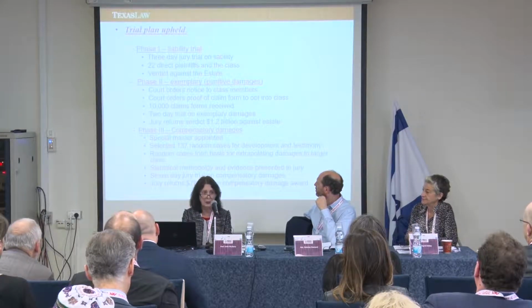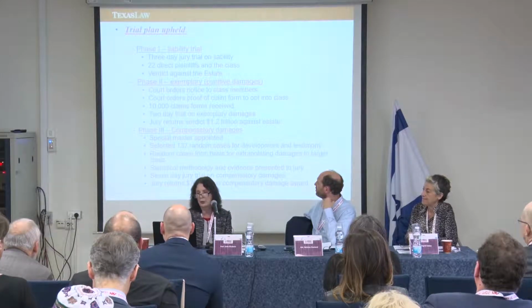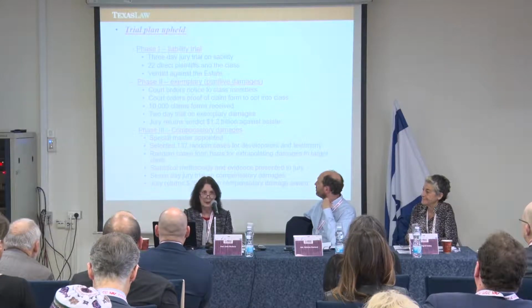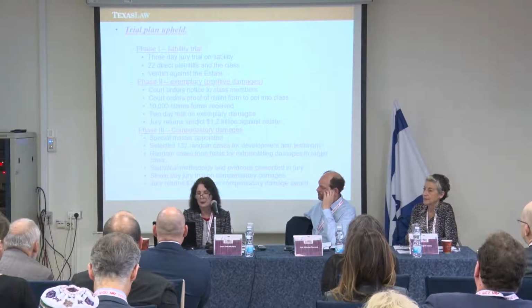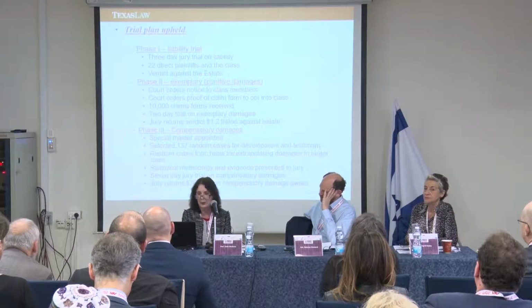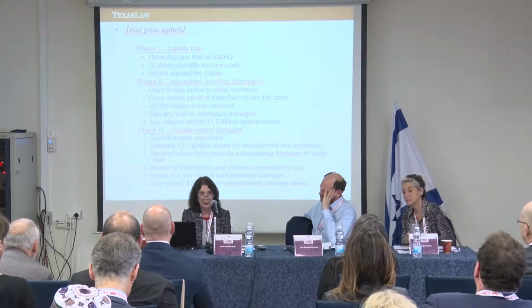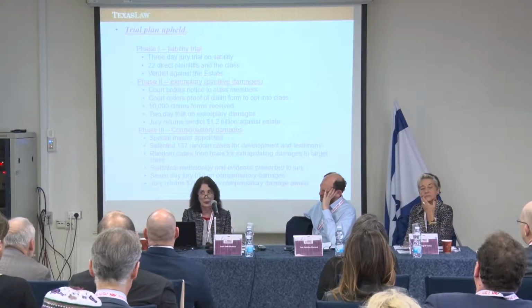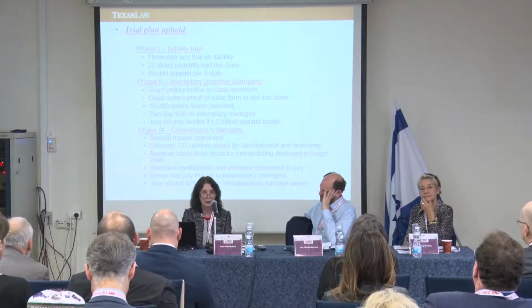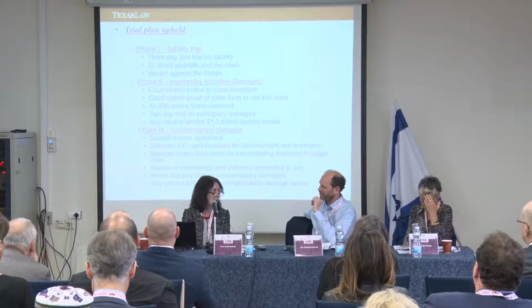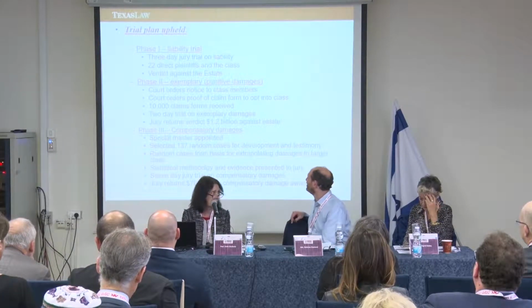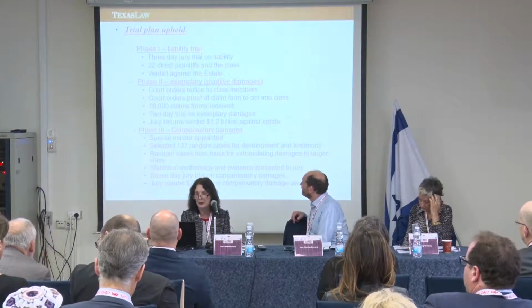The first phase was a liability trial, just to determine whether or not the defendant would be found guilty, and the verdict was against the estate. The second phase was for punitive damages. Now, if you know anything about the way cases are usually tried, compensatory damages are usually tried in advance of punitive damages, but that's not the way they did this.